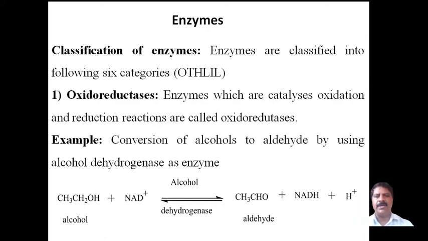Oxidoreductase enzymes. Now an example for this is the conversion of alcohol to aldehyde by using alcohol dehydrogenase as an enzyme. It is a classification in which alcohol is converted to aldehyde. Here, for alcohol, we have taken for example ethanol, CH3CH2OH, ethyl alcohol.